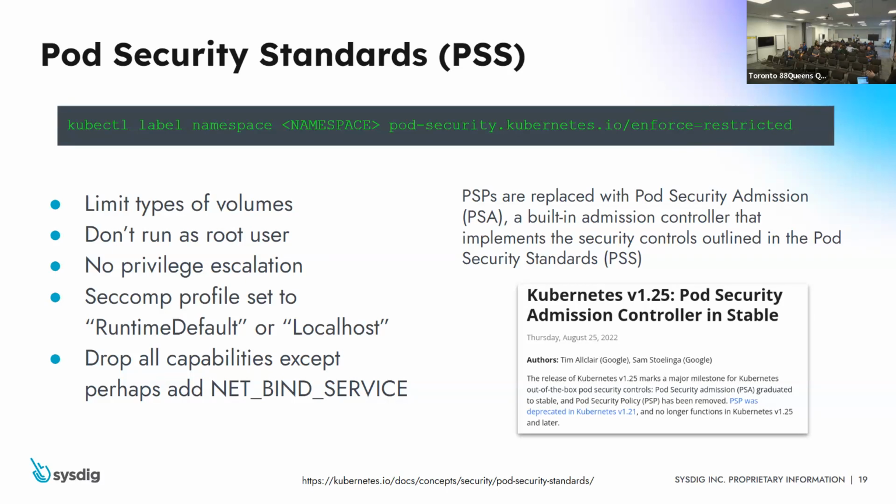It doesn't really matter the details, but the point is that there's a new way to configure some baseline security, right? What I've got up here is the command that would actually label the namespace so that it was enforcing restricted. When you say enforce restricted, these are the things that it requires a pod deployed in that namespace to have. It's going to limit the type of volumes, don't run as root user, no privilege escalation, et cetera, right? So if you set this, then you can't deploy a pod that has those things enabled. They have to be specifically disabled.